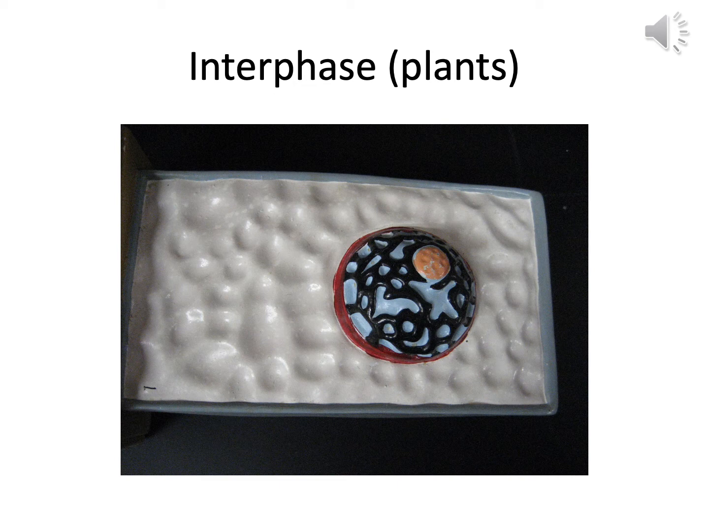Wait a minute. There were 5 things on interphase in animals, and there's only 4 things in plants. There's no centrioles. What's up with that? Aren't the centrioles the things that pull the chromosomes apart?